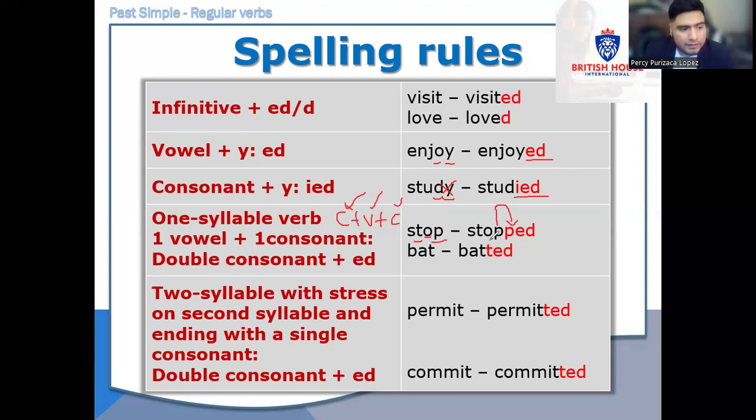Consonant, vowel, consonant. If you have this condition, what the rule says is that you have to double the last consonant. In this case, stop. And the last consonant is P. So you need to copy, you need to double the last consonant. And at the end, you need to add ED.